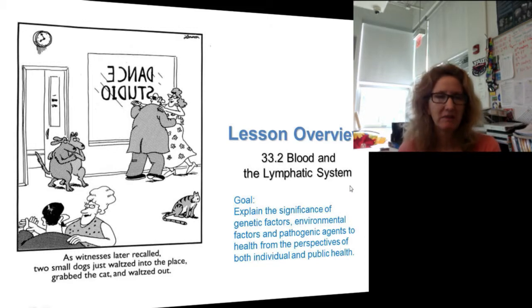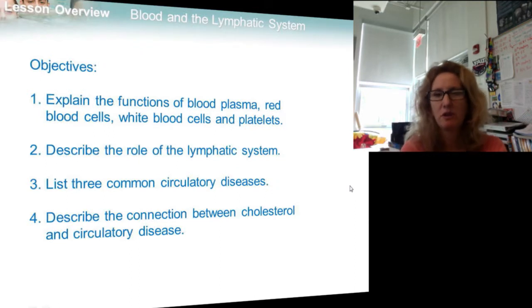Our goal is to explain the significance of genetic factors, environmental factors, and pathogenic agents to health from the perspective of both individual and public health. Let's move on to our objectives then. Our objectives are to explain the functions of blood plasma, red blood cells, white blood cells, and platelets, describe the role of the lymphatic system, list 3 common circulatory diseases, and then describe the connection between cholesterol and circulatory disease too.